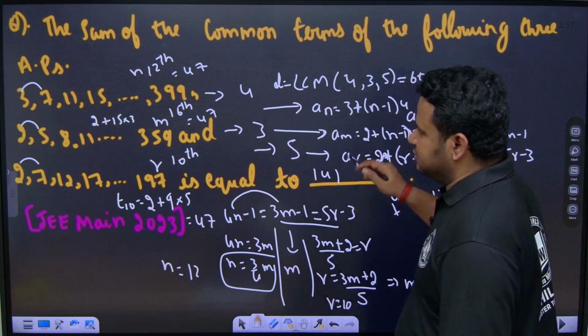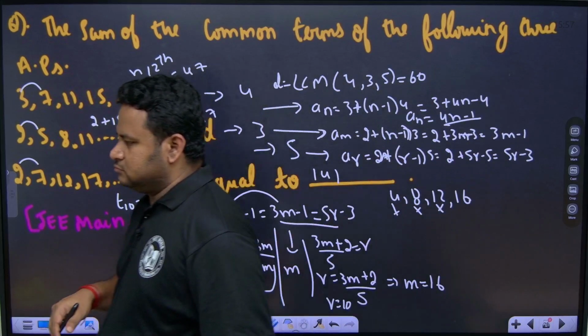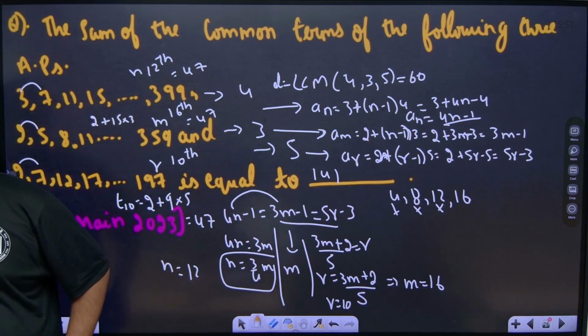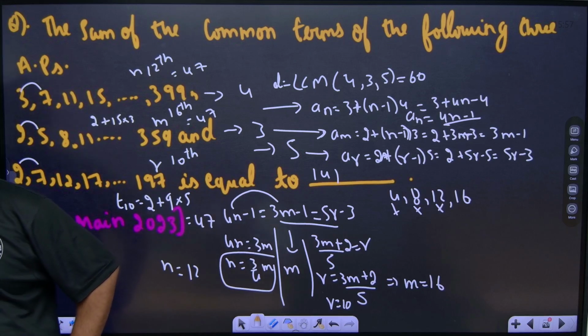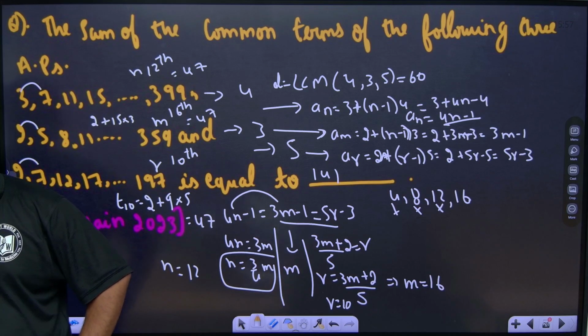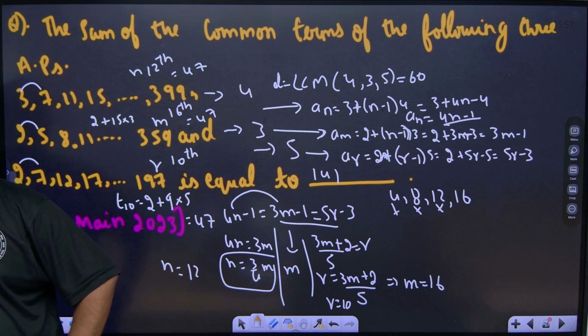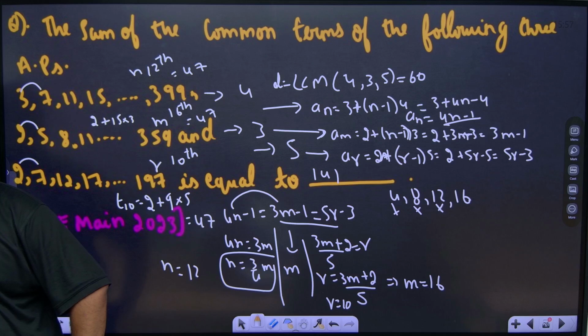you can copy this question, it is highly required. So whenever AP comes, you have to focus on A and D. Similarly, now we will study GP also. Whenever GP comes, you have to focus on A and R. R is the common ratio.